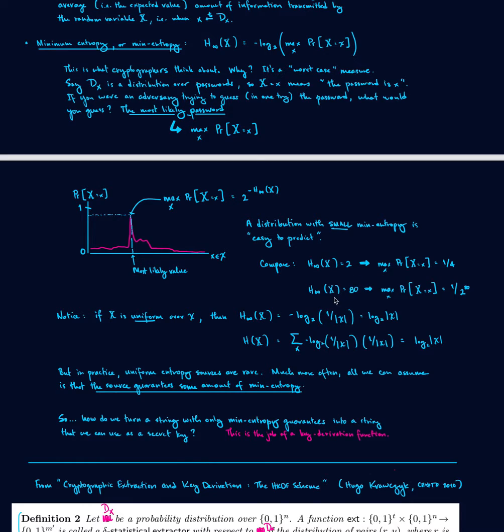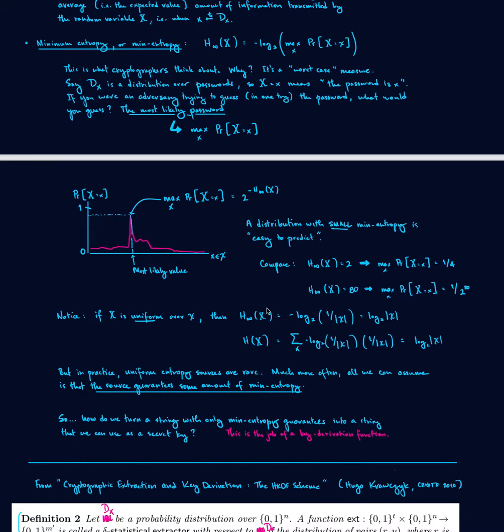If instead I say the min entropy is 80 bits, that means the most likely value occurs with probability 1/2 to the 80. That's good because all the other values occur with probability at most that, probably less than that, and that's a very small number. So from a cryptographic perspective, what we want is a distribution with high min entropy, not low min entropy. Low min entropy means easy to guess, high min entropy means hard to guess.